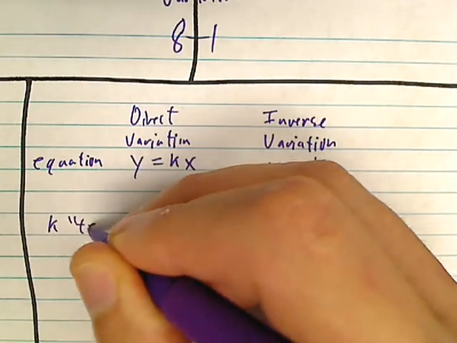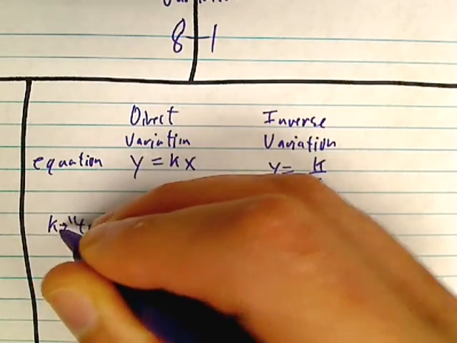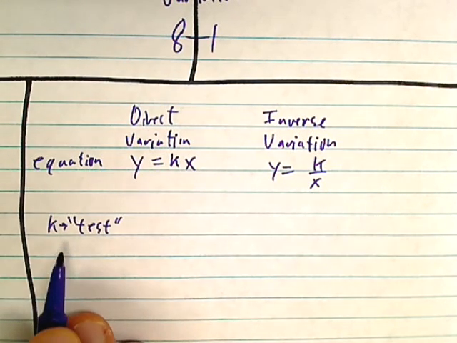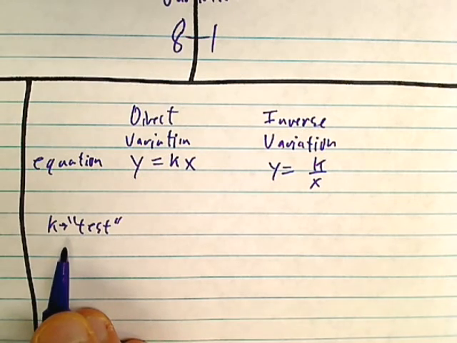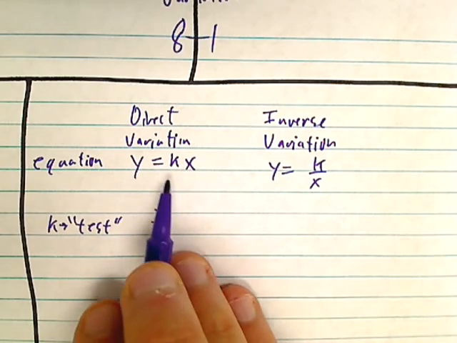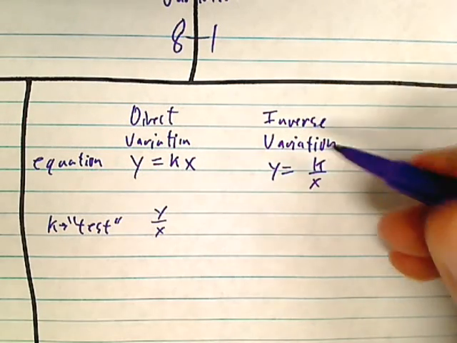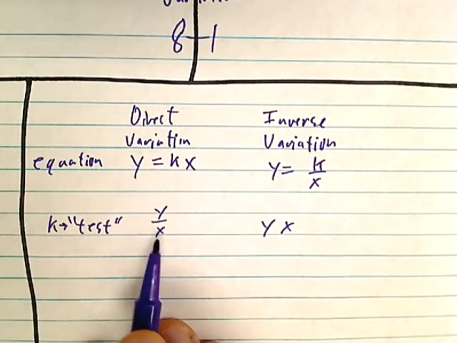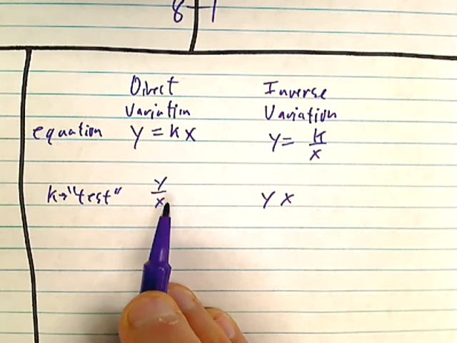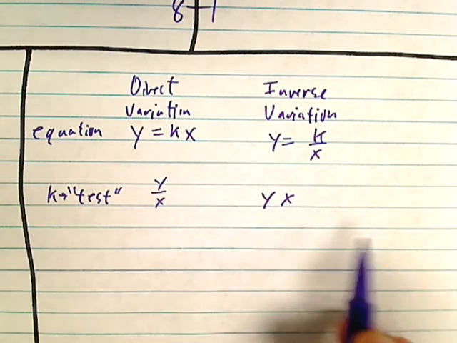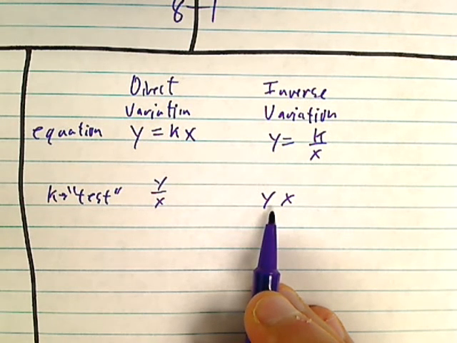And this is the test. So when it says, is this direct variation or inverse variation, we use the test to find k. So with direct variation, it's y over x, because if you solved this for k, you divide by x. If you solved this one for k, it'd be y times x. So if a situation is direct variation, whenever you divide the numbers, you get the same result, which is k. For an inverse variation, if you multiply the numbers, you get the same result, which will give you k.